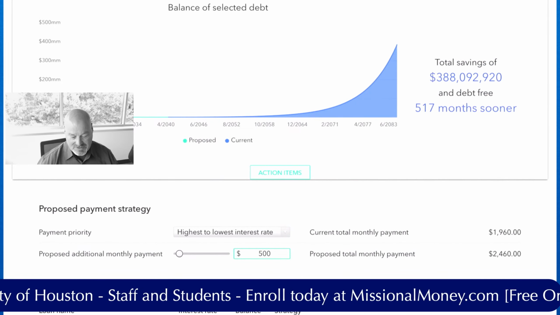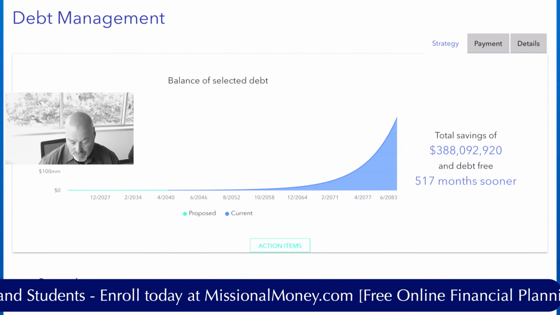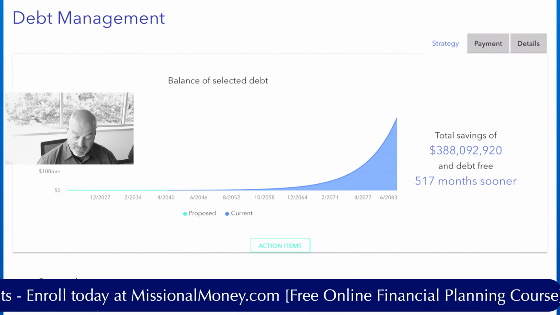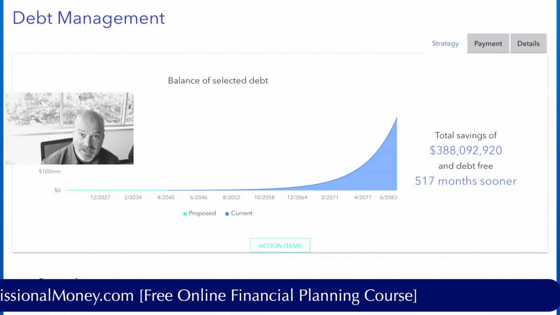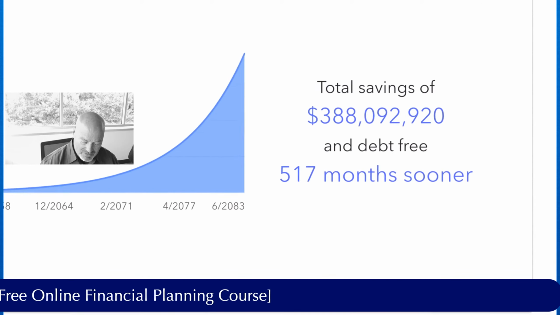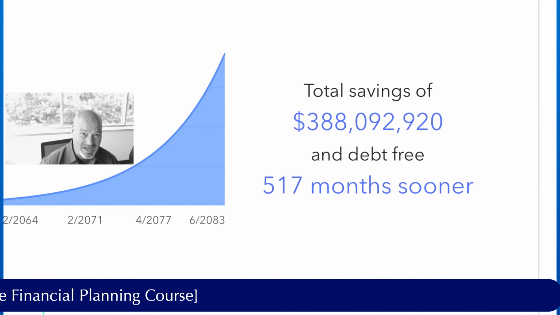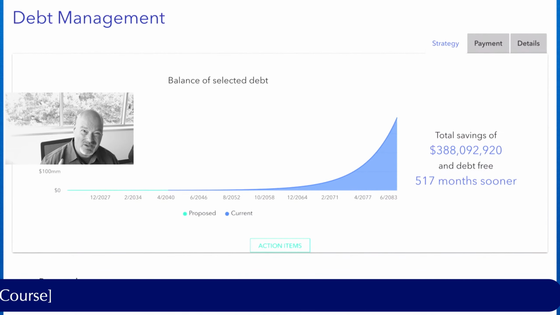So now you see what happened to the chart. Not only are they saving 388. Whoa. Is that number right? That seems crazy. Do you see that number? Could that be even possible? So that says that over their lifetime, they're going to save $388 million. Seems a little odd, doesn't it?